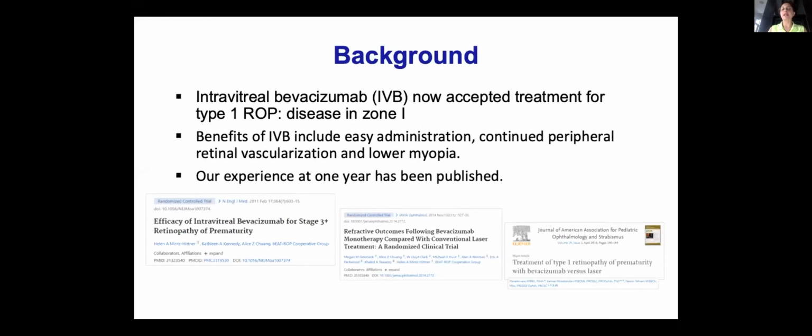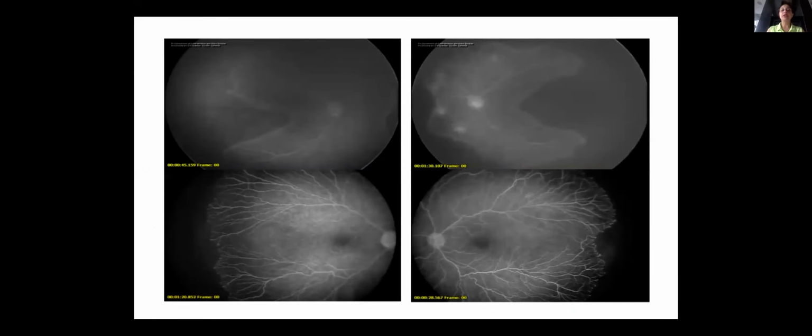Intravitreal bevacizumab has now been accepted as treatment, particularly for disease in zone 1 after the publications of BEAT-ROP and other case series. Our own experience at 1 year has already been published in JPOS. The reason for use of this medication, particularly for zone 1, can be illustrated by the pictures that you can see here, with the top 2 photographs taken about a week before treatment and the bottom 2 taken at about 10 months after treatment. And as you can see, that shows the extent of vascularization that can be completed in the same eye over a period of 10 months.